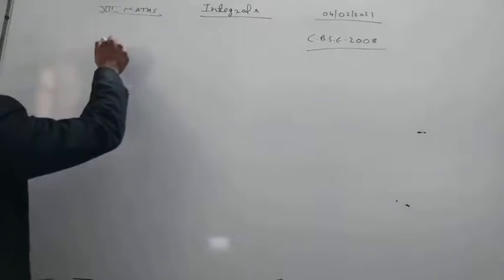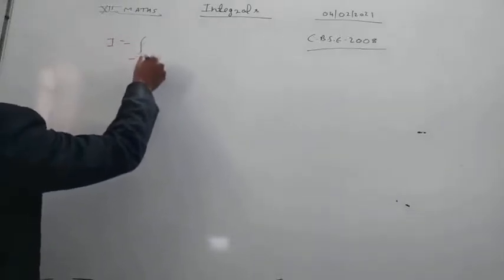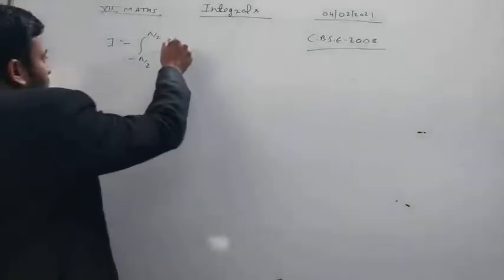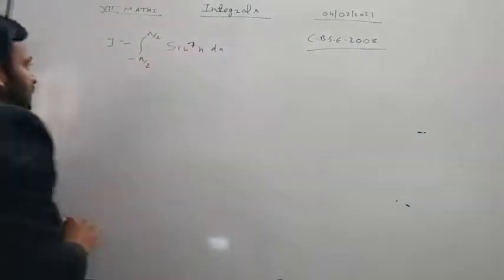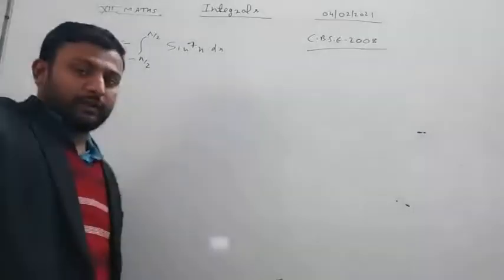Our next question is students, find the integral from minus pi by 2 to pi by 2 of sine to the power 7 x dx. Okay friends, this is our next question and we have to find the value of this integral, minus pi by 2 to pi by 2 of sin^7 x dx.